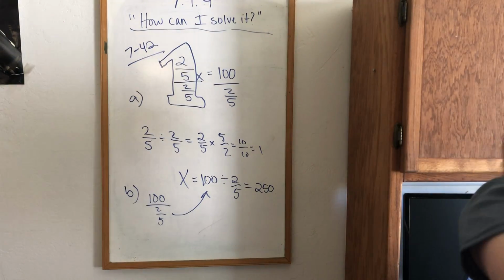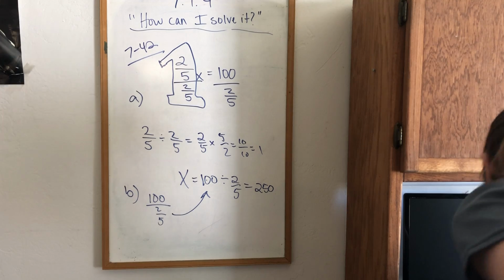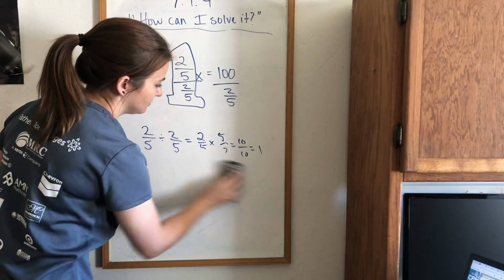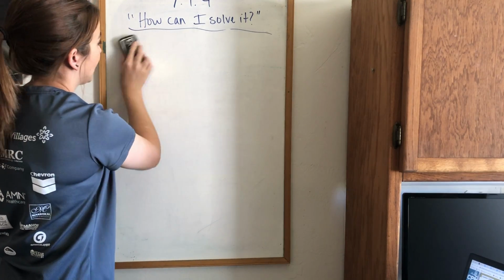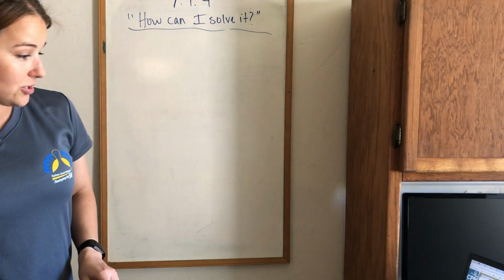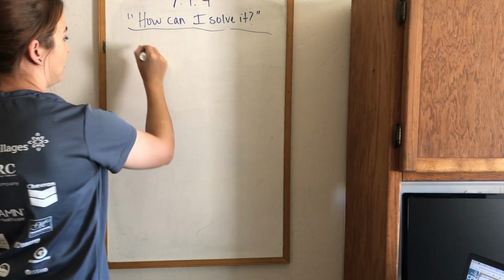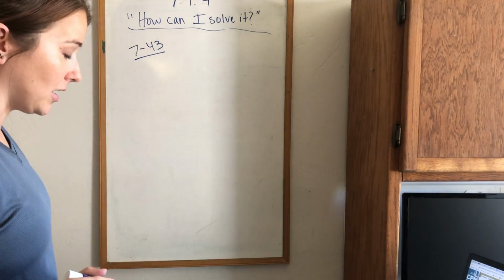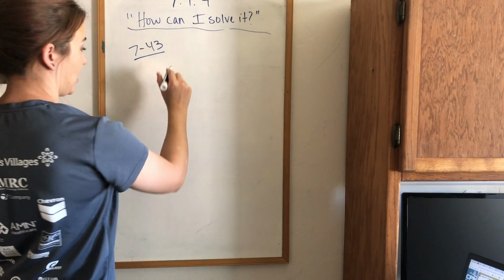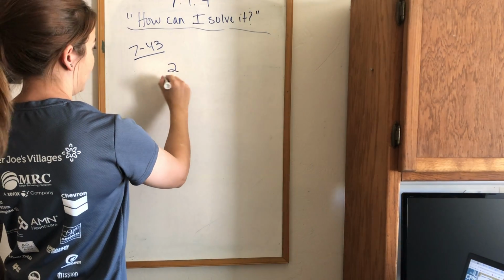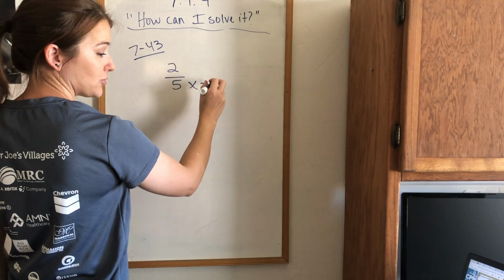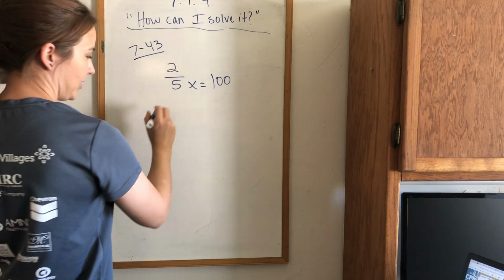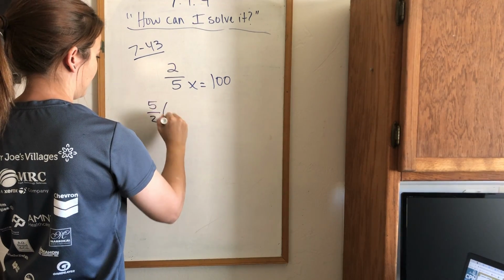We are speeding along here. 743. It says, Lee began to wonder how his diagram could help him solve his mother's problem above. So he showed his work like this. So here's what Lee did. Here's what Mom said. And then here's what Lee did. He did this.